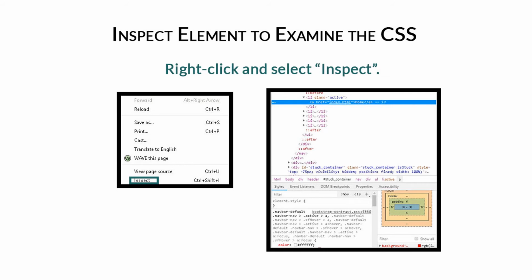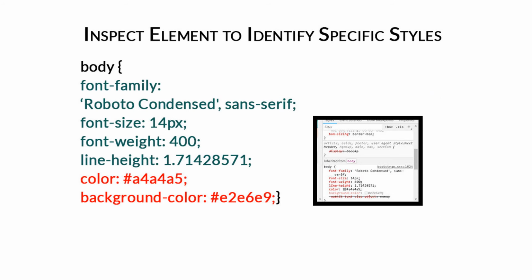So I have some screenshots here that show that you can right click and select Inspect, and then you get a view of all the CSS. You can click on sections and it'll highlight the CSS for that section. I'm using Inspect Element to identify specific styles.